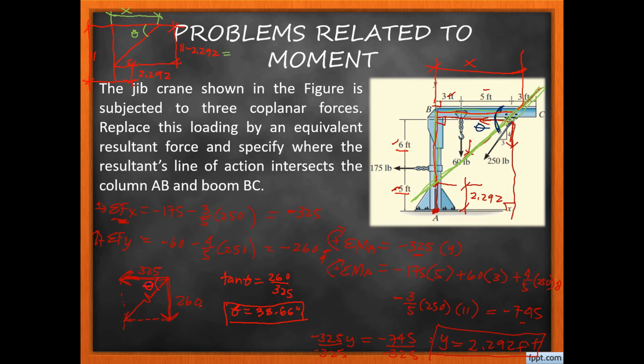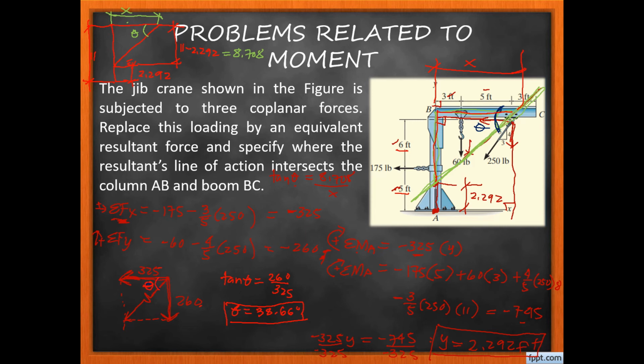Okay, so paano natin makukuha yung x na yan? So, computein natin yung 11 minus 2.292. So mayroon tayong 8.708. Okay, so using tangent, makukuha natin yung ating x. Meron tayong tangent theta is equals to, opposite natin is 8.708, all over the adjacent natin is x. And we know that theta is equals to 38.66.